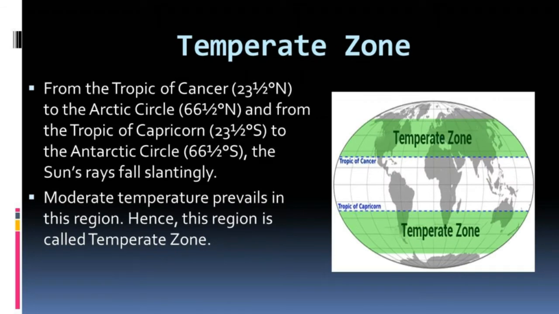Temperate zone. From the Tropic of Cancer, that is 23.5 degrees north, to the Arctic Circle, 66.5 degrees north, and from the Tropic of Capricorn, 23.5 degrees south, to the Antarctic Circle, that is 66.5 degrees south, the sun rays fall slantingly. Moderate temperature prevails in this region. Hence, this region is called the temperate zone.